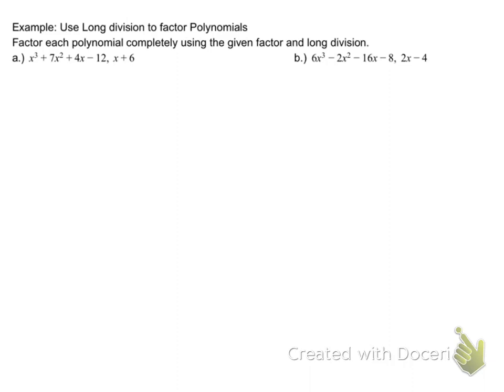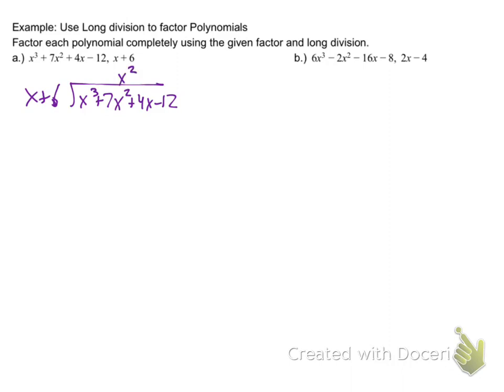And so, do I need placeholders in my polynomial? No. So I'm going to have x plus 6 divided into x cubed plus 7x squared plus 4x minus 12. Okay, here we go. How can I make an x equal to an x cubed? Multiply it by x squared. It's an x squared, guys. I am going to place it in the x squared column above.